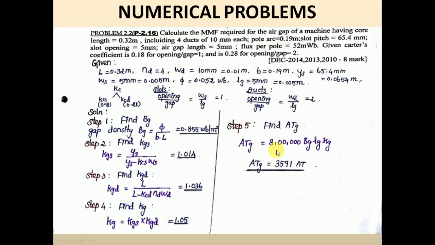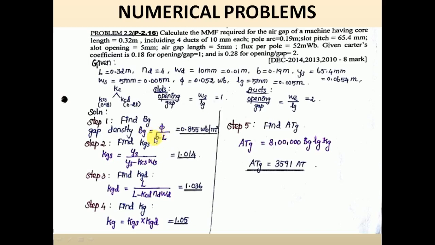So you have to use the standard relation 8 into 10 raised to 5 Bg Kg Lg, not B average. So first let's find Bg. Bg can be found out from the standard relation 5 divided by pole arc into length.